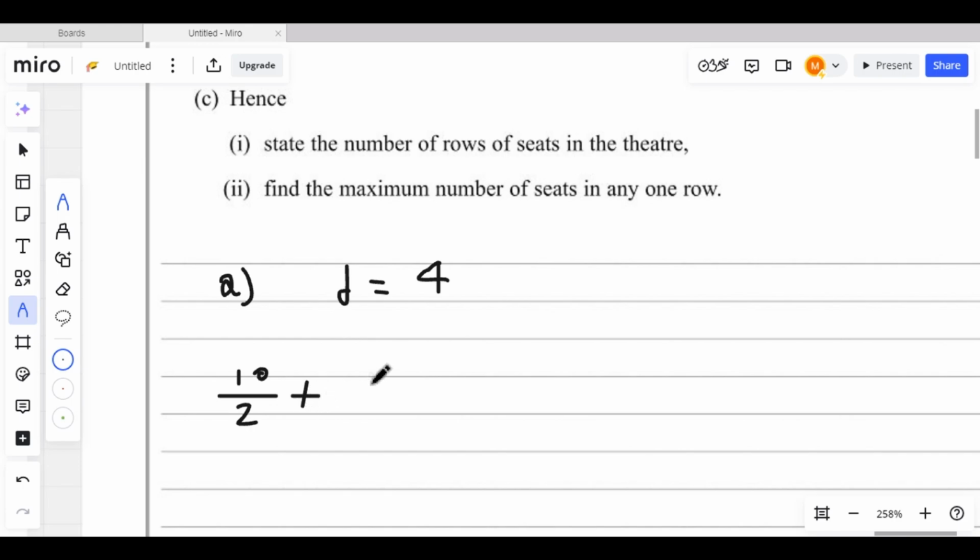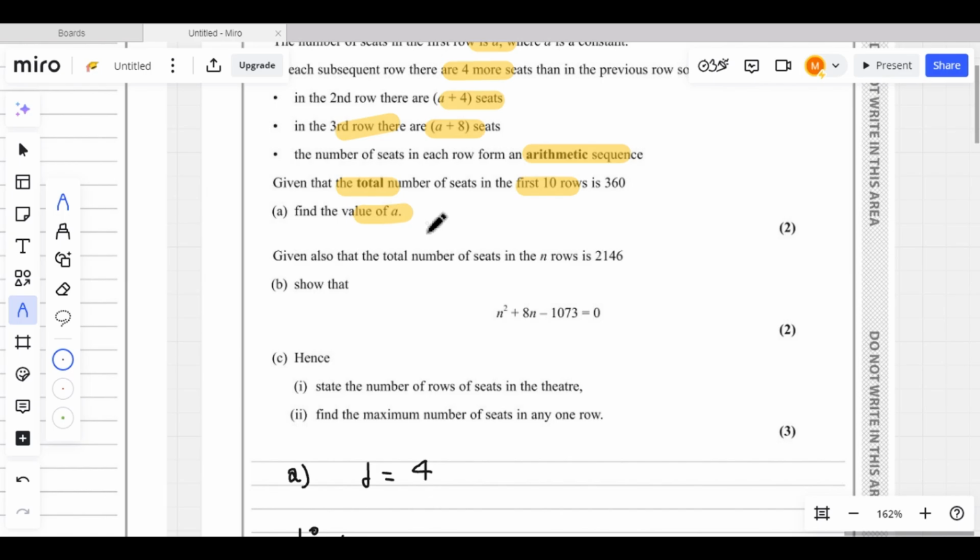Sorry? The screen is frozen. Okay, is it fixed now? Perfect.